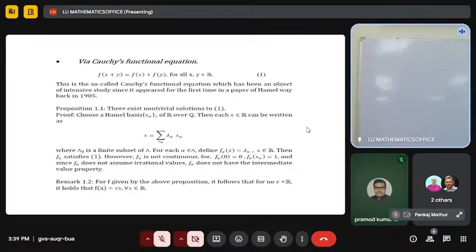Well, there are many solutions. There are many proofs of the existence of non-measurable sets using axiom of choice. That was direct. This is indirect. You take this functional equation. What are its solutions for reals?